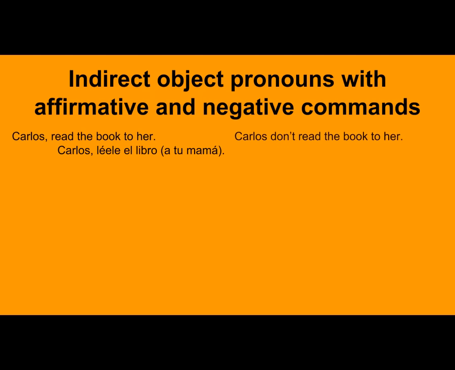With the negative command, the pronoun is placed in the same spot. Carlos, no le leas el libro a tu mamá. Carlos, don't read the book to her. The pronoun le is between the no and the leas.